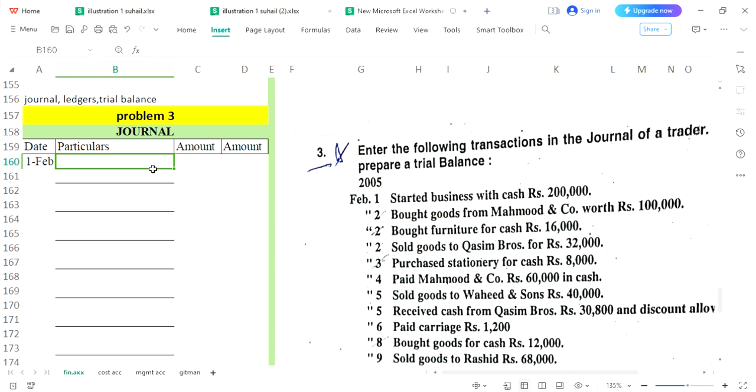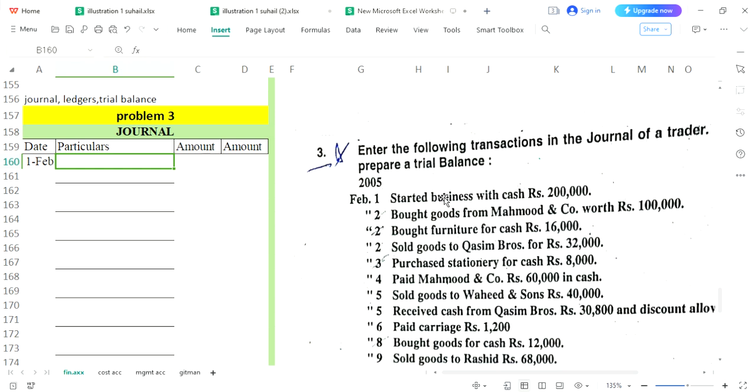Started business with cash is mentioned over here. It means the proprietor had provided cash and that cash has been invested into the business. If you see the transaction according to the businessman, cash is going out. He is paying cash into the business. While in actual, you will follow the point of view of the business, where cash is coming in. Cash is increasing. Cash in hand is increasing.